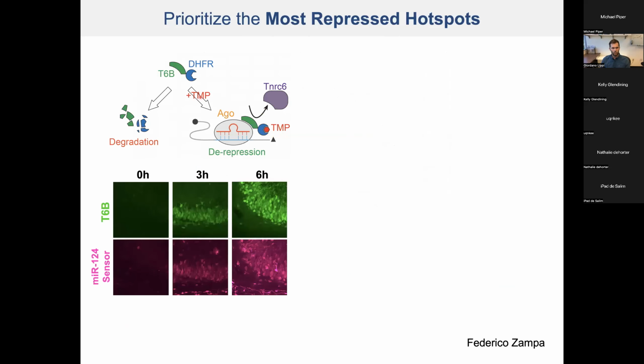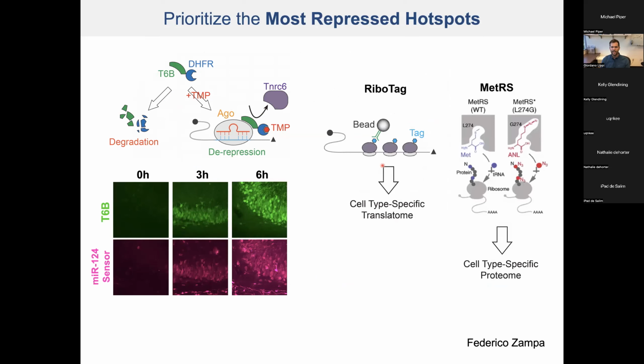Another exciting use of our TCSP is that we can very rapidly block microRNAs in vivo. You can see here, this is hippocampus at 0 hours, 3 hours after TMP. You not only have good levels of TCSP, but you also have a nice de-repression of the sensor. And so you have this very tight window in which you can de-repress microRNA targets and hotspots, and then do translatome and proteome, cell type specific translatome and proteome, and really identify and prioritize which are the most repressed hotspots that are happening in the cell type that you're interested in.